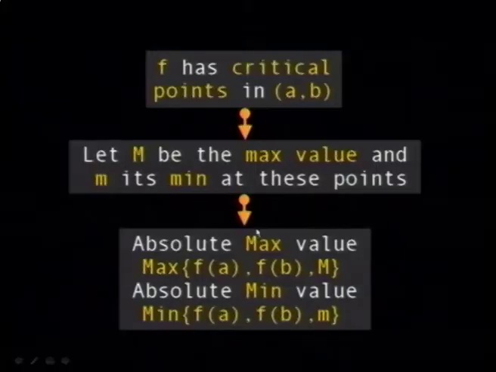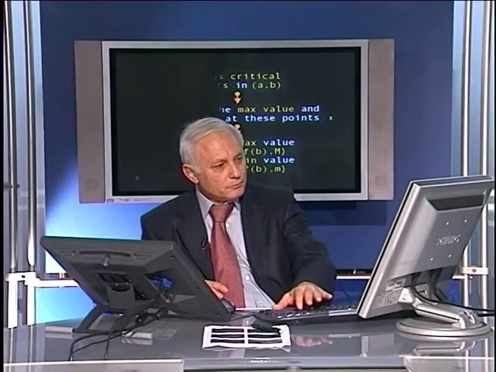The absolute maximum will be the maximum among what? Among M, which is the maximum among all local extrema, and the values f(A) or f(B). In other words, you take the maximum among the three choices: f(A), f(B), and capital M. Similarly for the absolute minimum, you take the minimum among small m, f(A), and f(B).